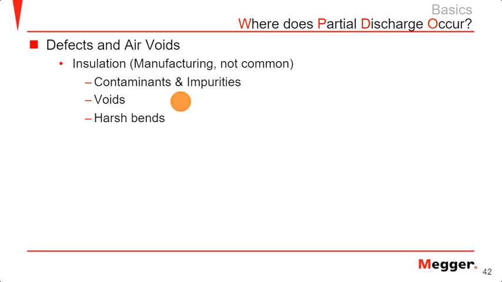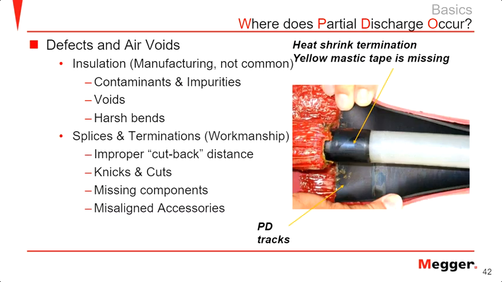It occurs inside the insulation in contaminants and impurities, if there are any harsh bends, if there are any voids inside the insulation, or splices and terminations, if there's a proper cutback distance. Like in the picture here, you see the yellow mastic tape is missing on this kind of insulation. Then it's likely that partial discharge will happen on this kind of thing because it will lay more stress on the cable.